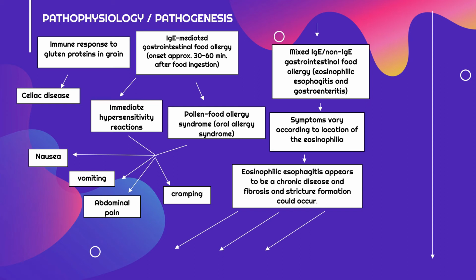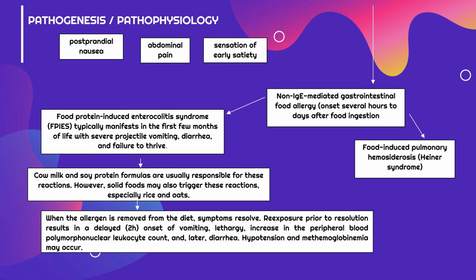So going back to the etiology, it leads to mixed IgE or non-IgE gastrointestinal food allergy, or eosinophilic esophagitis and gastroenteritis. Symptoms may vary according to the location of the eosinophilia. Eosinophilic esophagitis appears to be a chronic disease, and fibrosis and stricture formation could occur. It leads to postprandial nausea and abdominal pain, and a sensation of early satiety.